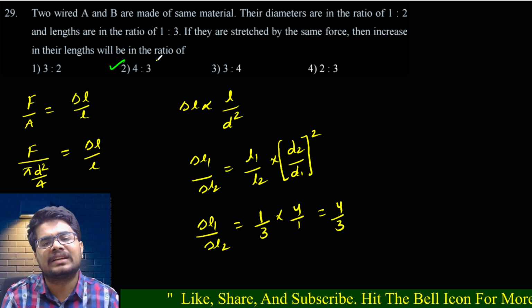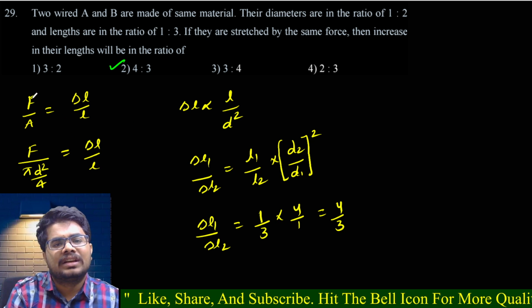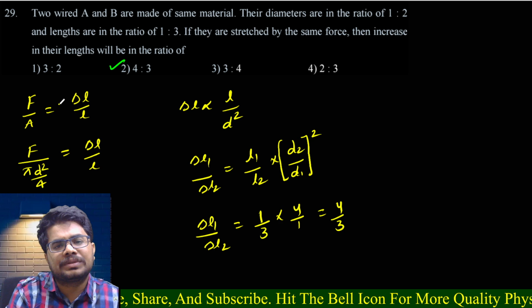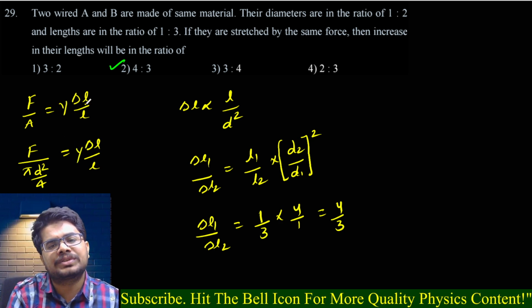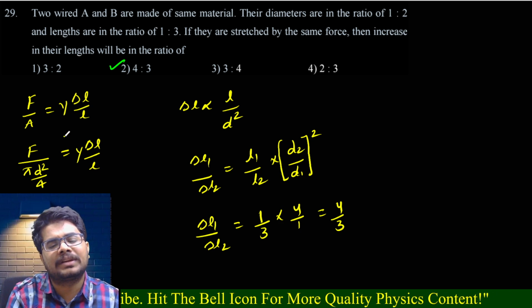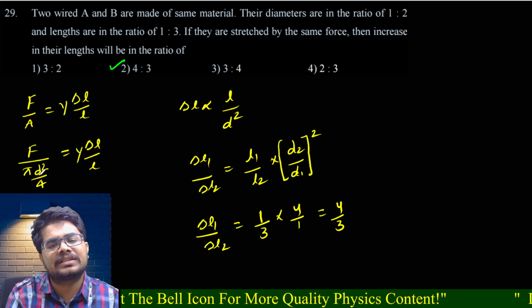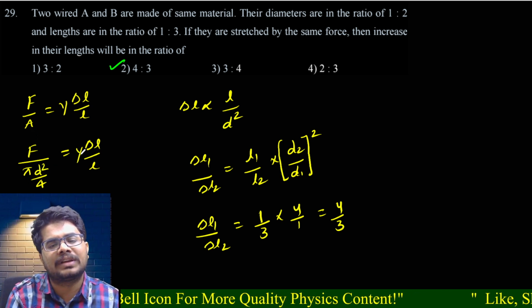the increase in their length. So what you can write: F by A equals Y into delta L by L. What is F by A? Stress equals constant into strain. So F by A equals Y into delta L by L. So F equals, and area is pi d square by 4, equals Y into delta L by L.